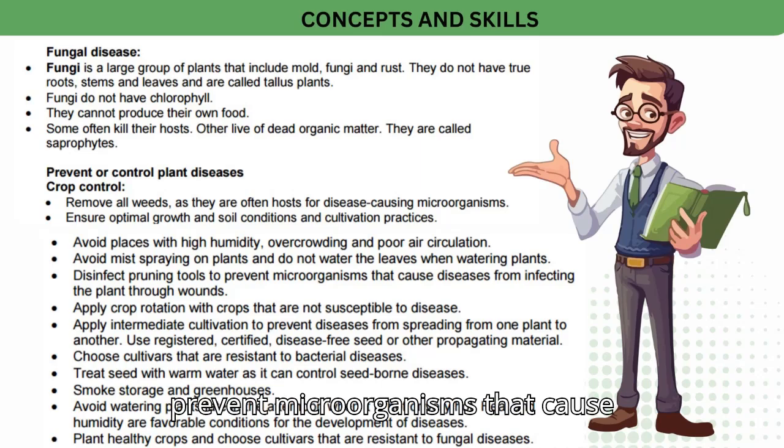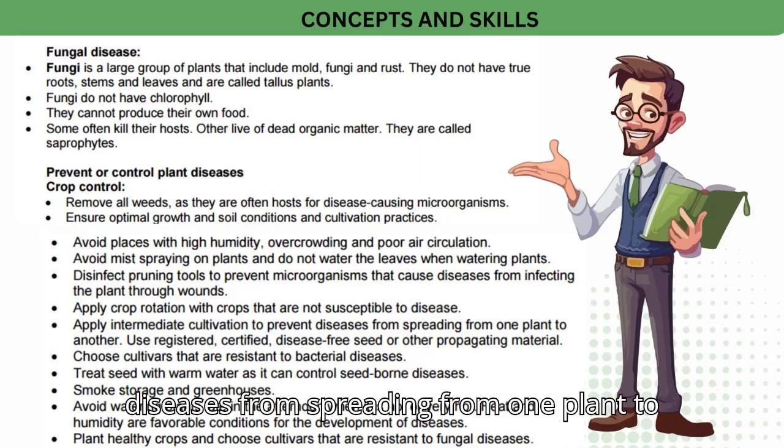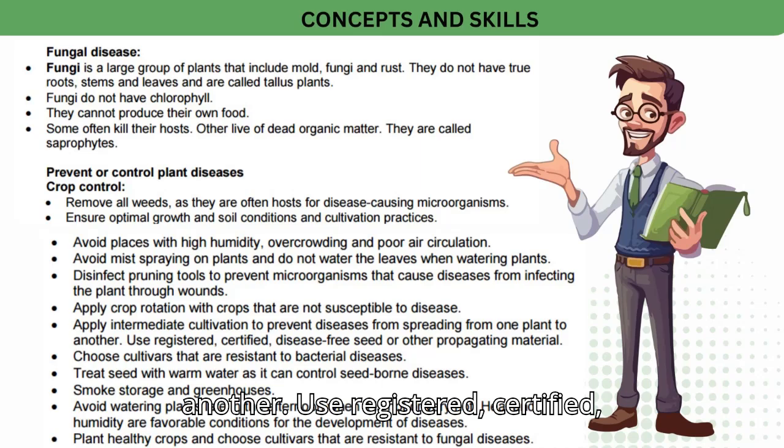Disinfect pruning tools to prevent microorganisms that cause diseases from infecting the plant through wounds. Apply crop rotation with crops that are not susceptible to disease. Apply intermediate cultivation to prevent diseases from spreading from one plant to another. Use registered, certified, disease-free seed or other propagating material. Choose cultivars that are resistant to bacterial diseases. Treat seed with warm water as it can control seed-borne diseases.